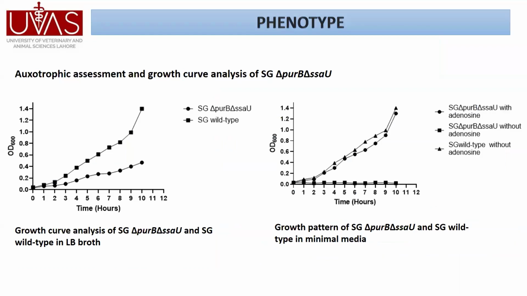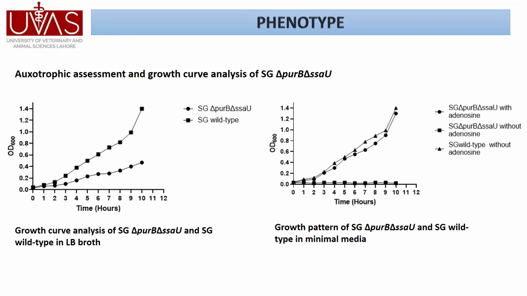Phenotypically it was very interesting, as it was expected that when you don't have the purines made by the bacteria itself, it will definitely have an effect on its growth. So we saw that the wild type grows, you can see the square boxes, and the mutant was growing very slowly.